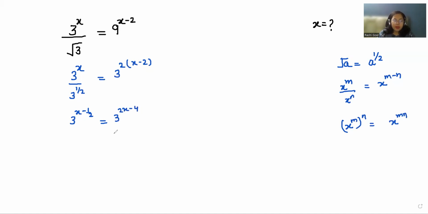Now we know that if the bases are equal, their powers are also equal. So x minus 1 by 2 is equal to 2x minus 4. Now we write the same quantities together. So 2x minus x, and here 4 minus 1 by 2. Now if we take the LCM here, 2, 8 minus 1, and here x. So the value of x is 7 by 2.